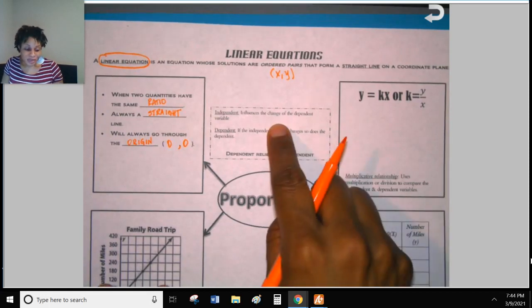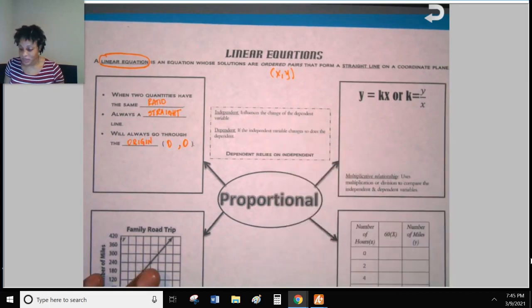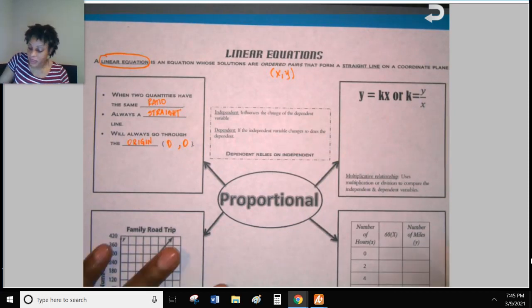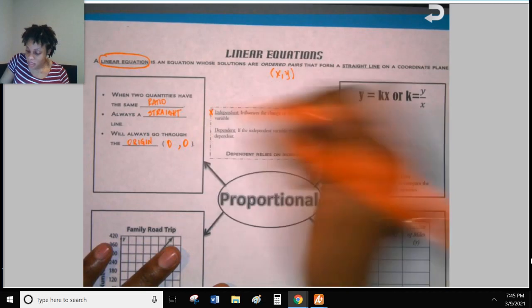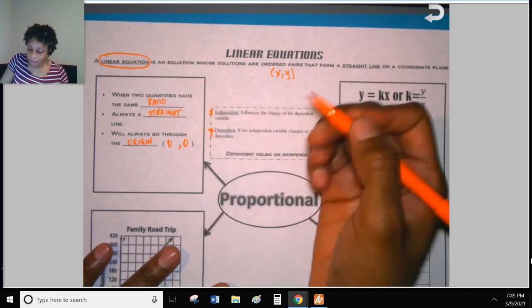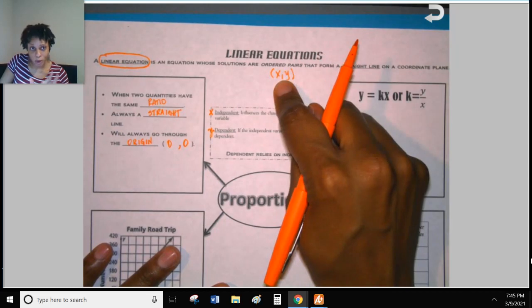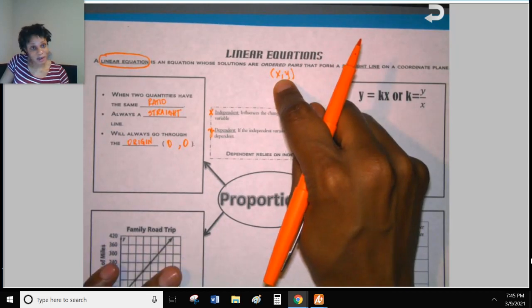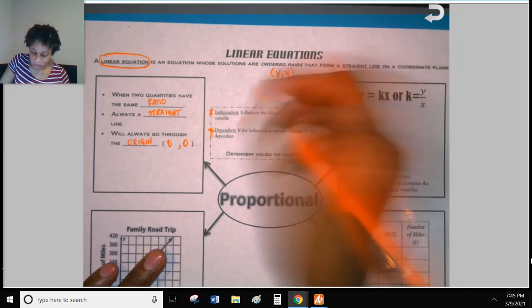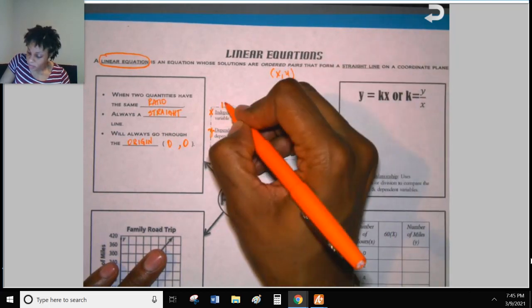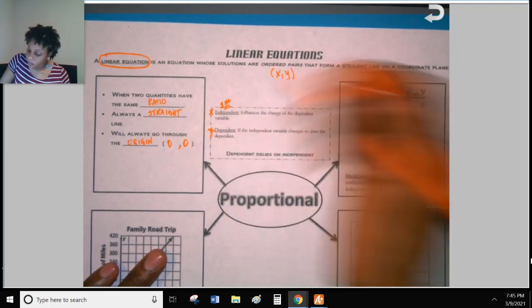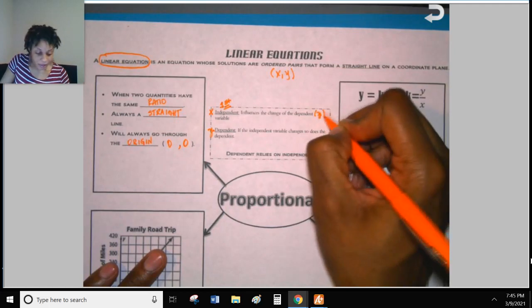Let's talk about independent and dependent. Independent influences the change of the dependent variable. Okay? Independent is always your x. Dependent is always our y. So when we're talking about a coordinate ordered pair, the x is our independent and our y is our dependent. Okay? So the independent is always first. The dependent again is that y.